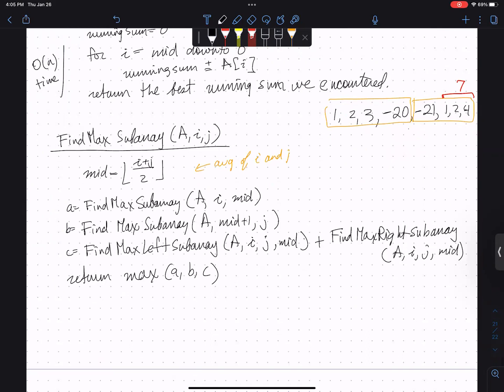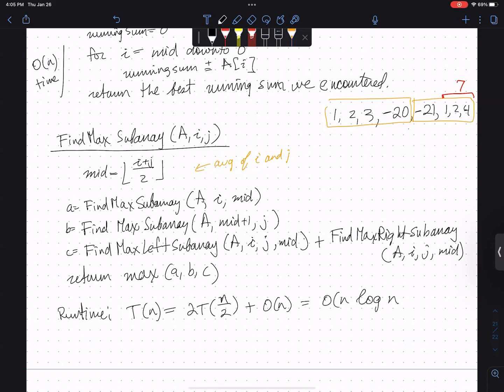That's the algorithm, and the runtime. We already talked about it. So it's T of n. You make 2 recursive calls, each of size n over 2. And then the middle part, we talked about that it's O of n time. And this is then just n log n.